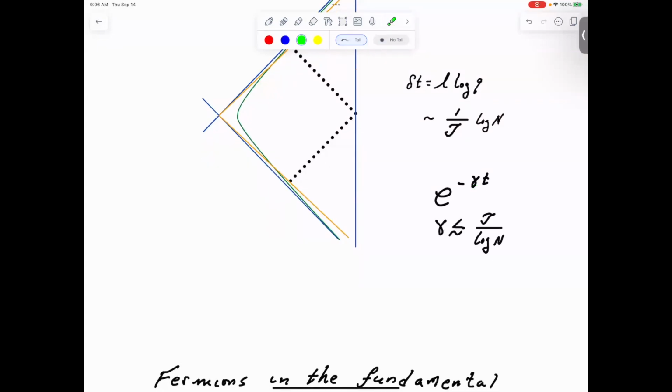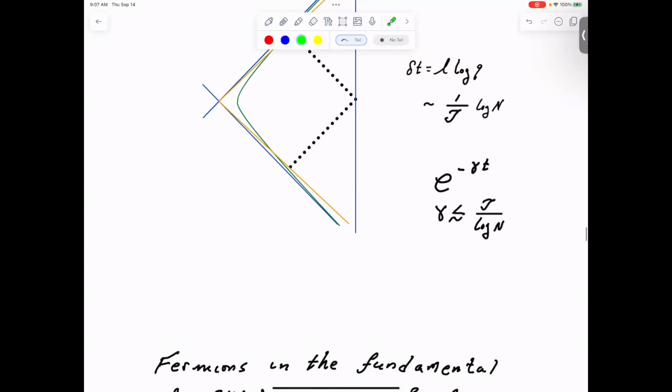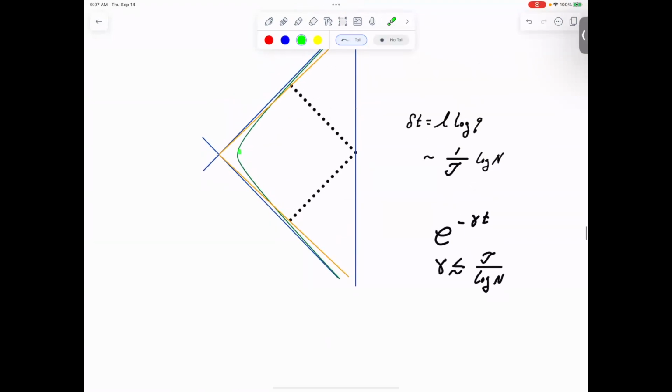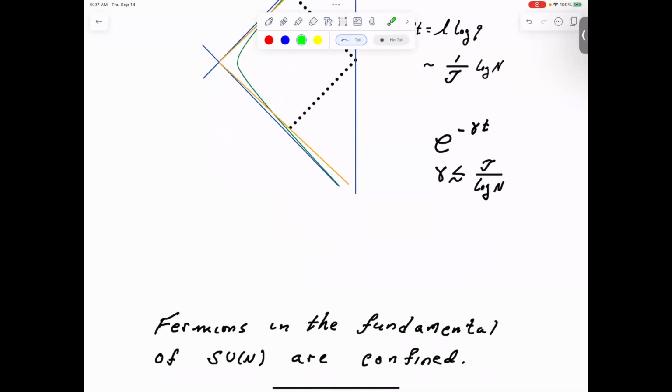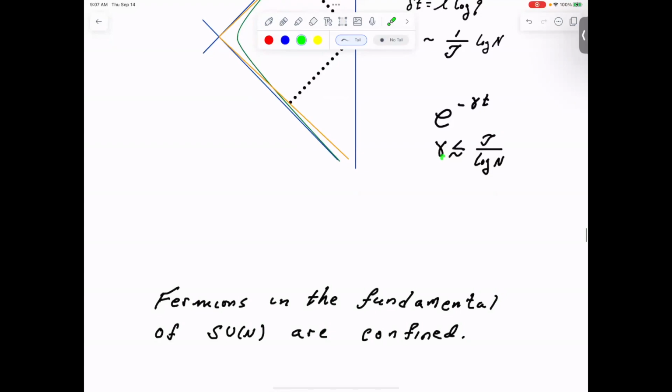Gamma is a decay constant. It's the imaginary mass. For an unconfined degree of freedom, we would expect gamma to be less than or of order j over log n. Okay, so that defines what I mean by confinement. Confinement means stuck near the horizon. Deconfinement means propagating deep into the bulk. And it corresponds to an extra factor of 1 over log n in the gamma.